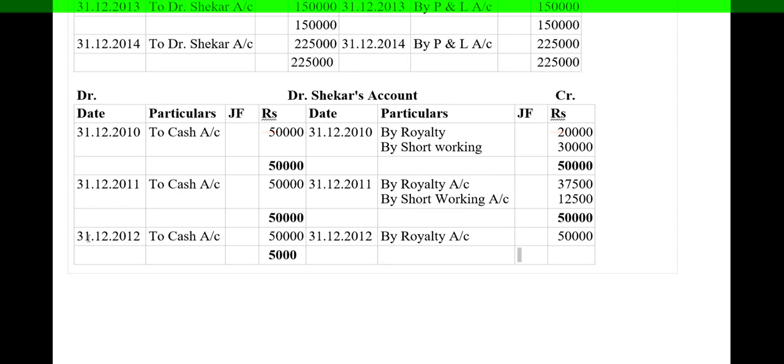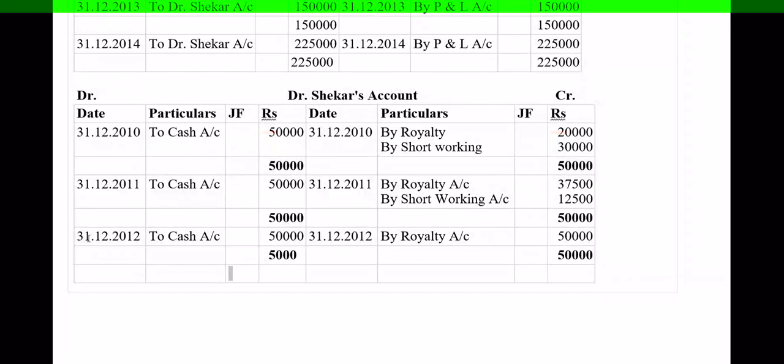50,000. So here also 50,000. So now let's go to the fourth year, that is on when the amount of royalty is payable on 31st/12/2013, then the entry will be royalty account debit to Dr. Shakers account. So Dr. Shakers account is credited by royalty account. So the amount of royalty is rupees 1,50,000.